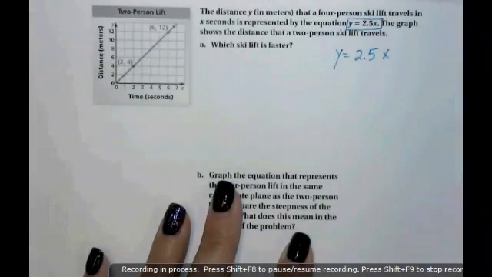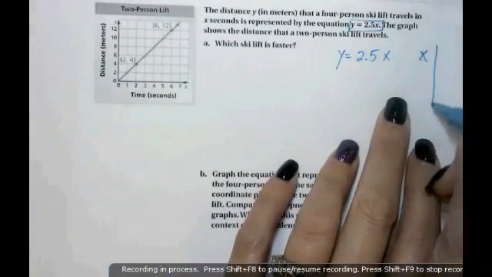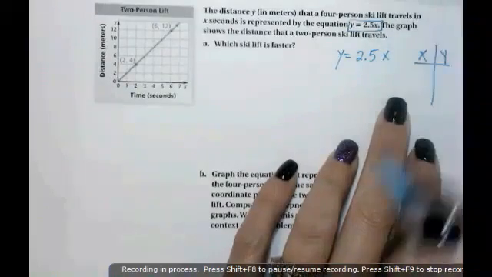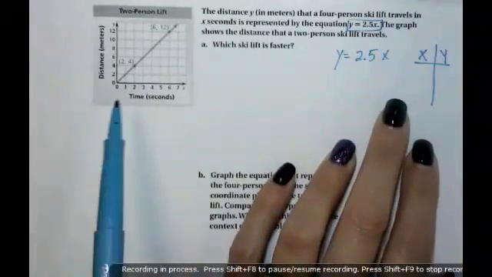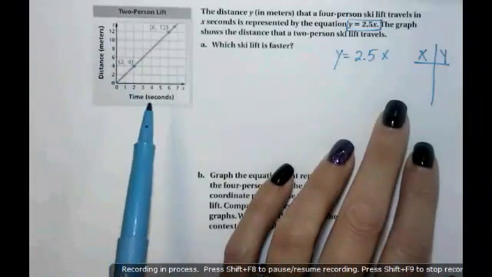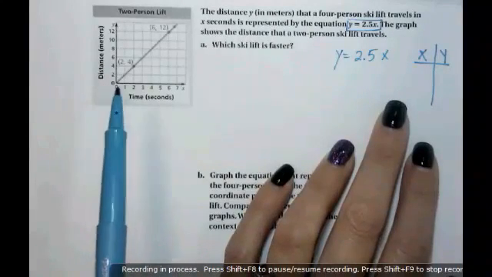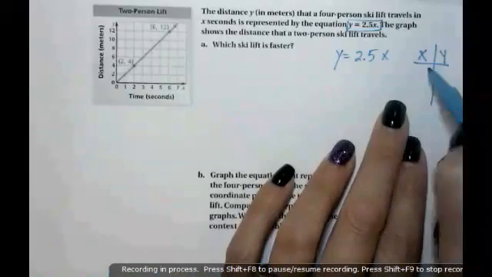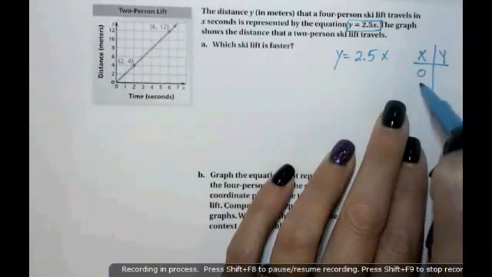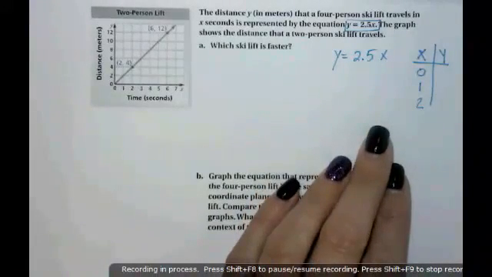Again, to graph a direct variation equation, I'm going to start by making an XY table. We're talking about time and distance. I'm not going to have negative amounts of time, and I'm not going to have a negative amount of distance. So my choices for x values, I'm going to start with 0 seconds, 1 second, and 2 seconds. Now I'm going to take each of these x values and plug them into my equation and solve for y.